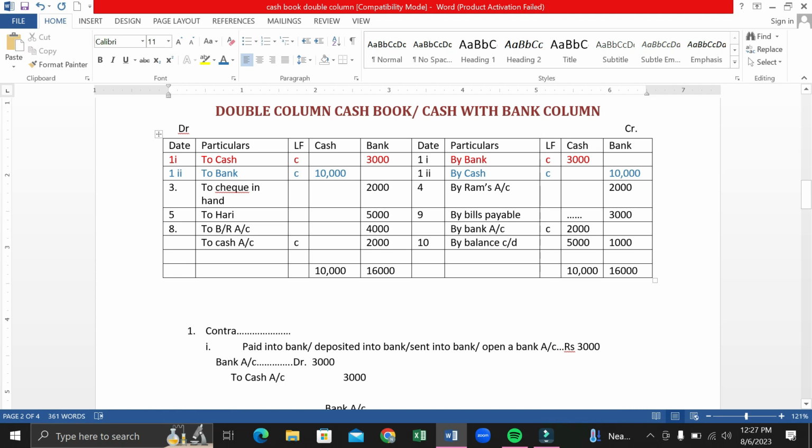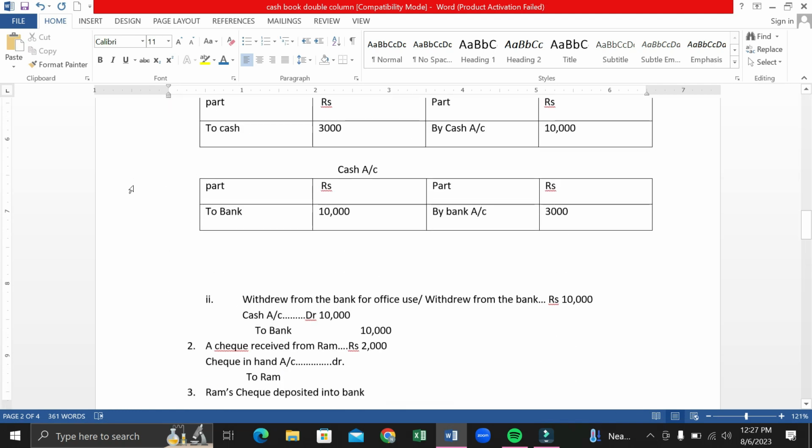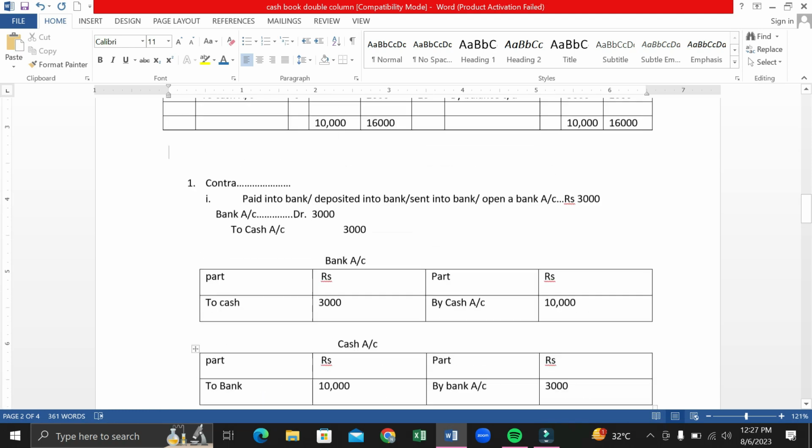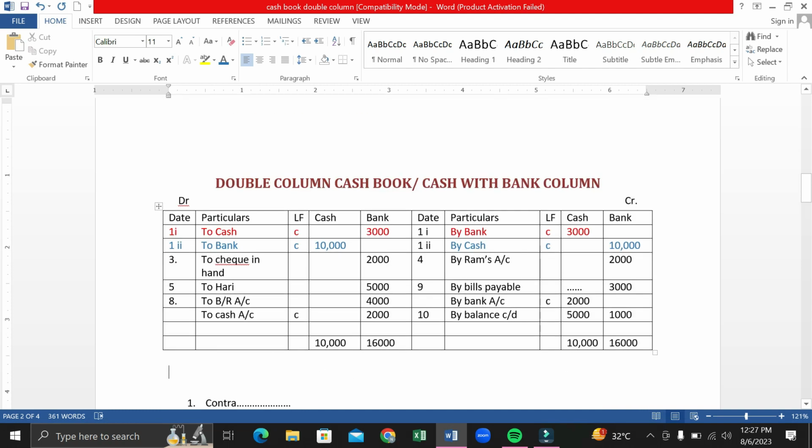Same way, when we talk about the second contra entry, that is withdrew from the bank for office use or withdrew from the bank, in that condition the journal entry is cash account debit to bank account. In this condition we will write: first one, to bank and amount will be transferred in a cash column. On the other hand, by cash and amount will be transferred in a bank column also. So this is the basic one of your contra entry.